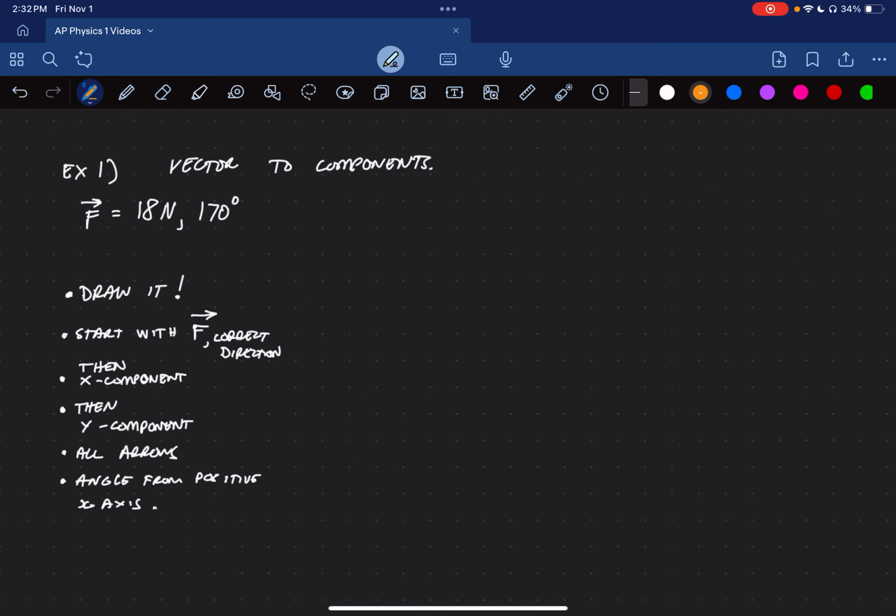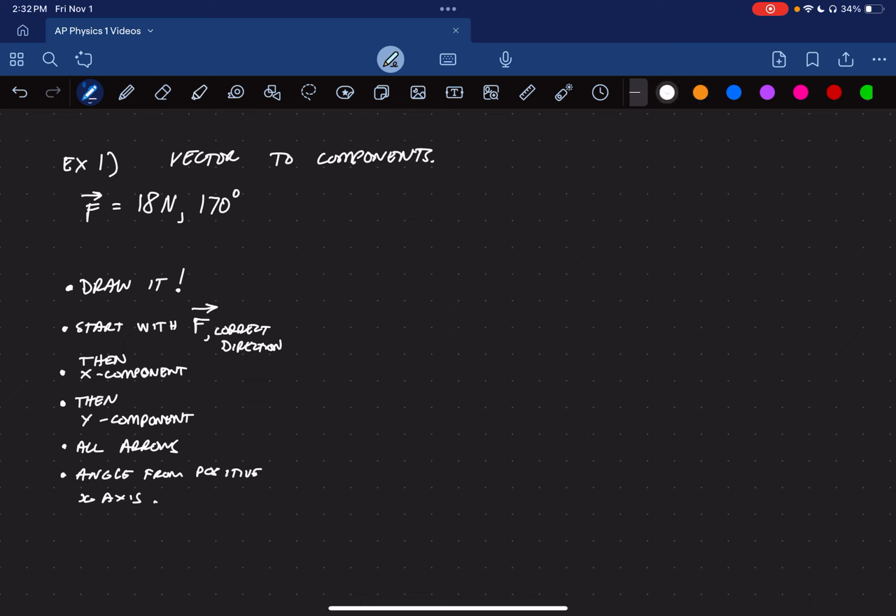Cool. Let's try a real example. Let's take a force vector of 18 newtons at 170 degrees. The way you would solve this is first you would draw this vector. So we'll need a coordinate system. When we draw the vector, we'll start with the force vector in the correct direction. Then we will trace or draw the x component, and as if you didn't lift up your pen, continue drawing the y component. Make sure that all of your lines are arrows and that your angle is from the positive x-axis.